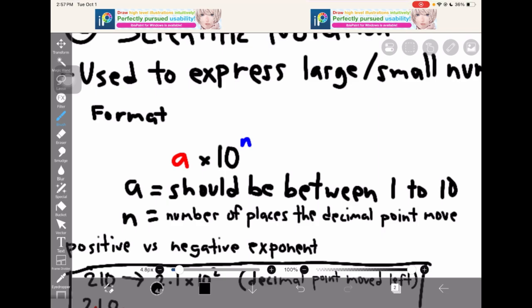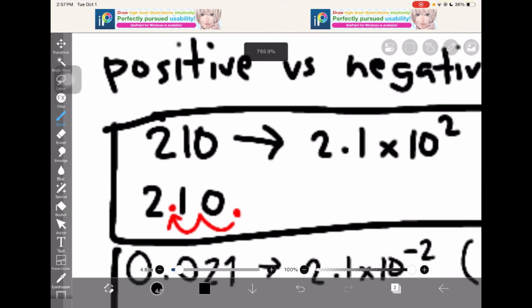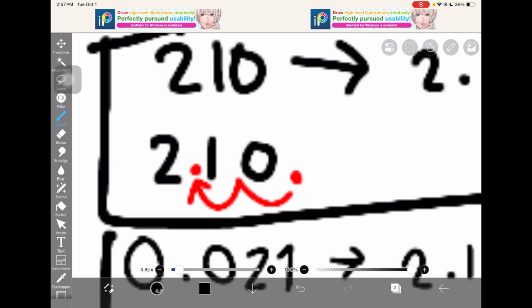And n is the amount of places a decimal point moves. It depends if it's positive or negative. If it's positive, we have to move the decimal point to the left. So as you can see in our 210, it became 2.1 times 10 raised to 2 because we moved the decimal point 2 spaces to the left.